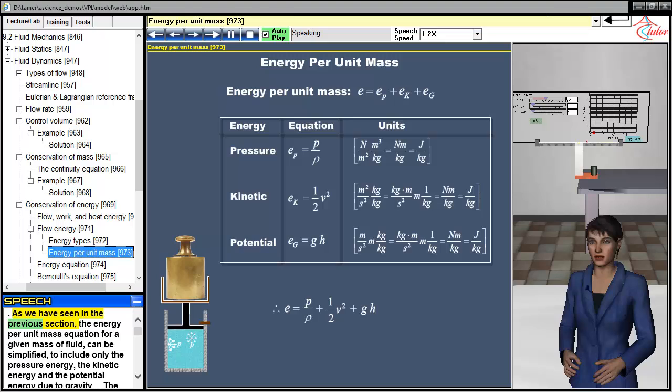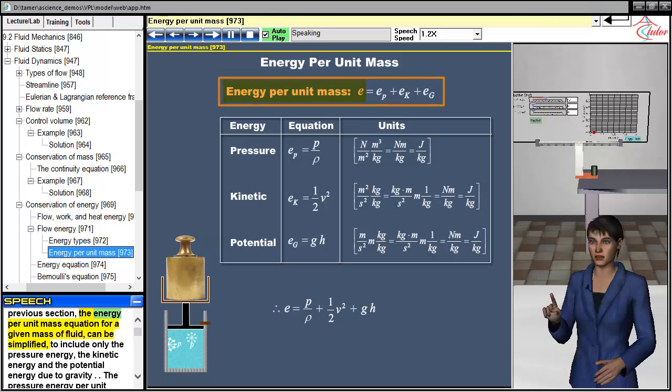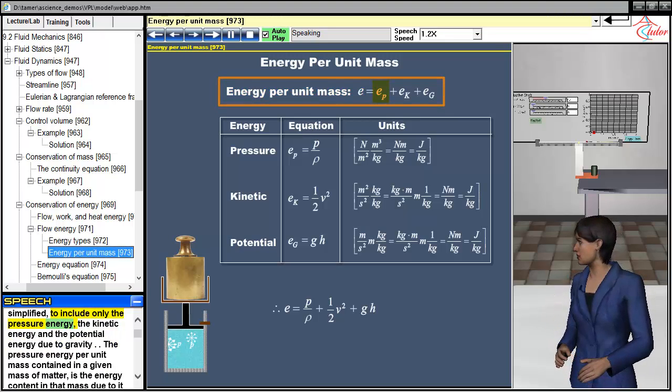As we have seen in the previous section, the energy per unit mass equation for a given mass of fluid can be simplified to include only the pressure energy, the kinetic energy, and the potential energy due to gravity.